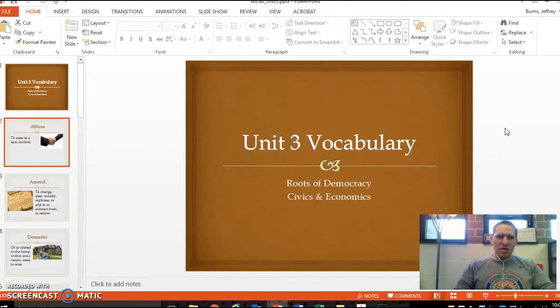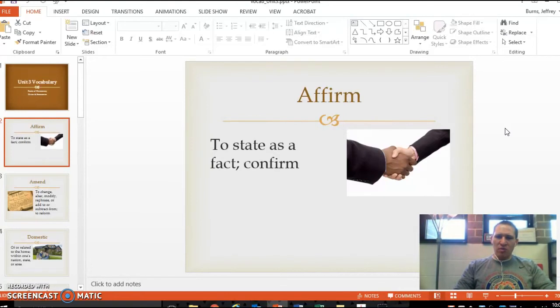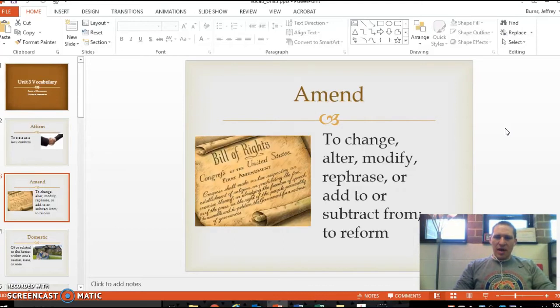All right, here we go. The first word is affirm. You see the handshake here is a good representation. Remember, you're using your own unique pictures. But to state as a fact, to confirm. It's a positive statement, to affirm something. It's not quite a guarantee, but it's to make sure that something is taken seriously and given. Okay?